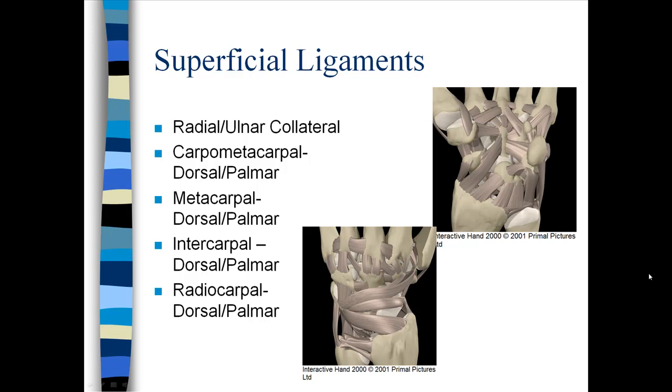There are superficial ligaments as well. Again, there's the radial and ulnar collateral ligaments. There are dorsal and palmar radiocarpal ligaments, and again dorsal and palmar intercarpal ligaments too.